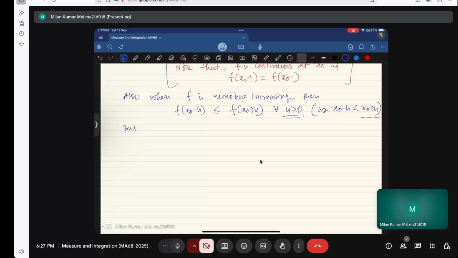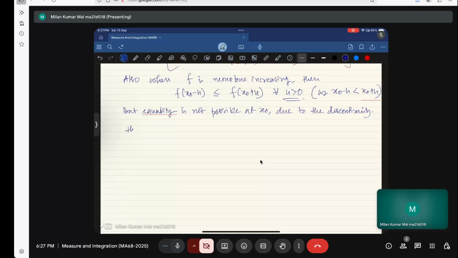So equality is not possible at x naught due to the discontinuity, that is, the limit of f of x naught minus h as h tends to 0 is strictly less than the limit of f of x naught plus h as h tends to 0. Okay, so this is it.